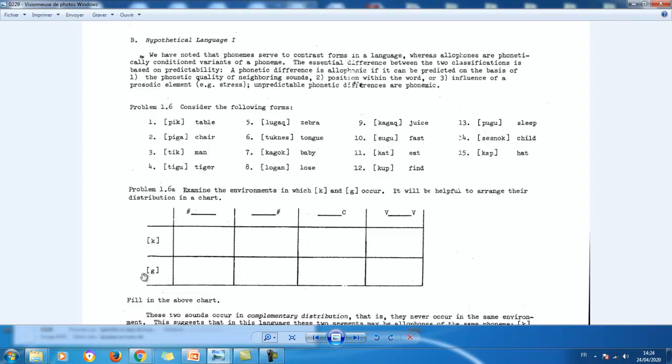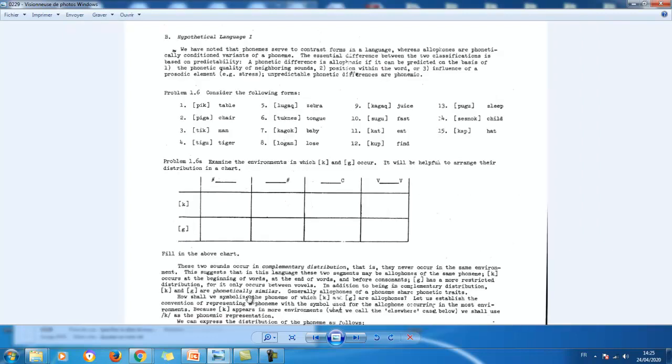And the same thing here, vice versa, if you like. G can be found in a context where k cannot occur. So the phonetic environment where we find g, we don't find k. And the same thing works the other way around here. So what do we mean in this case? These two sounds occur in complementary distribution.